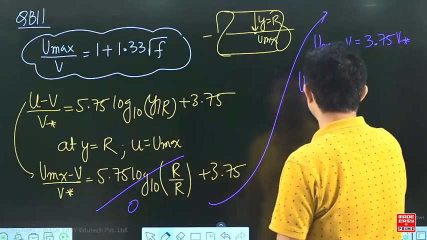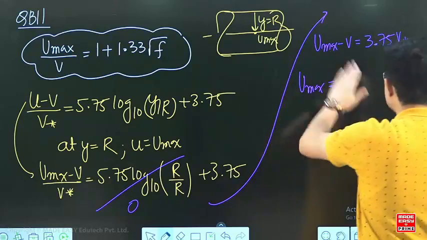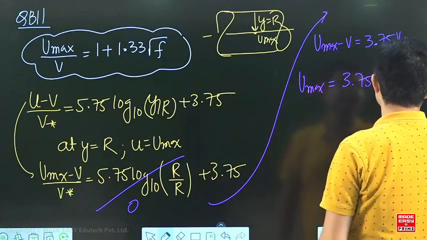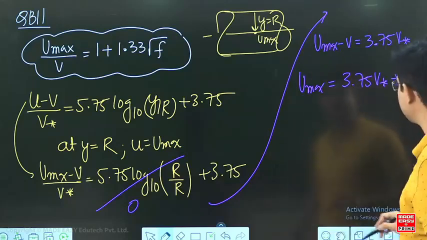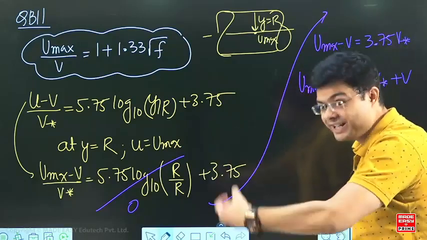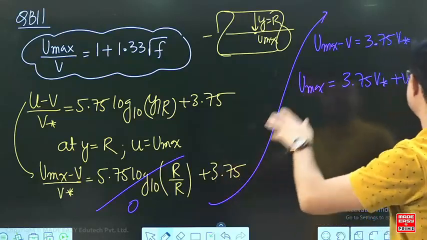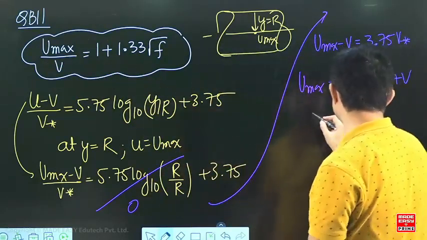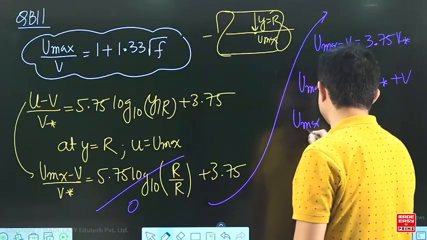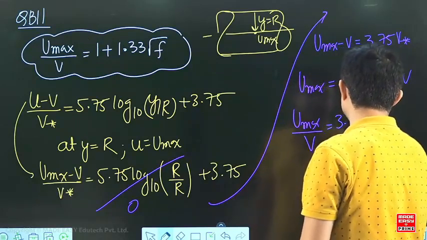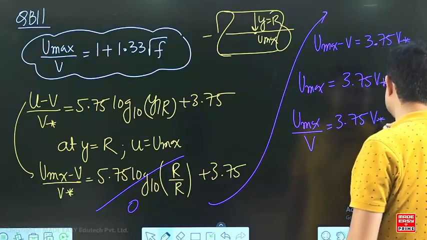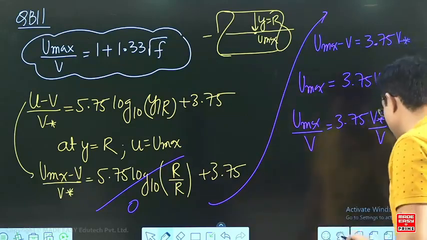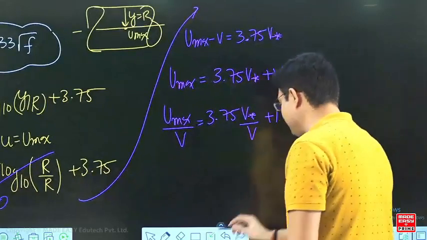Wonderful. So from here, let us find the value of Umax. Umax is going to be 3.75 of V star plus V. I'm getting closer. I need to find Umax by V. So let me divide by V. Umax by V will be 3.75 of V star by V plus 1. V by V will be 1 now.